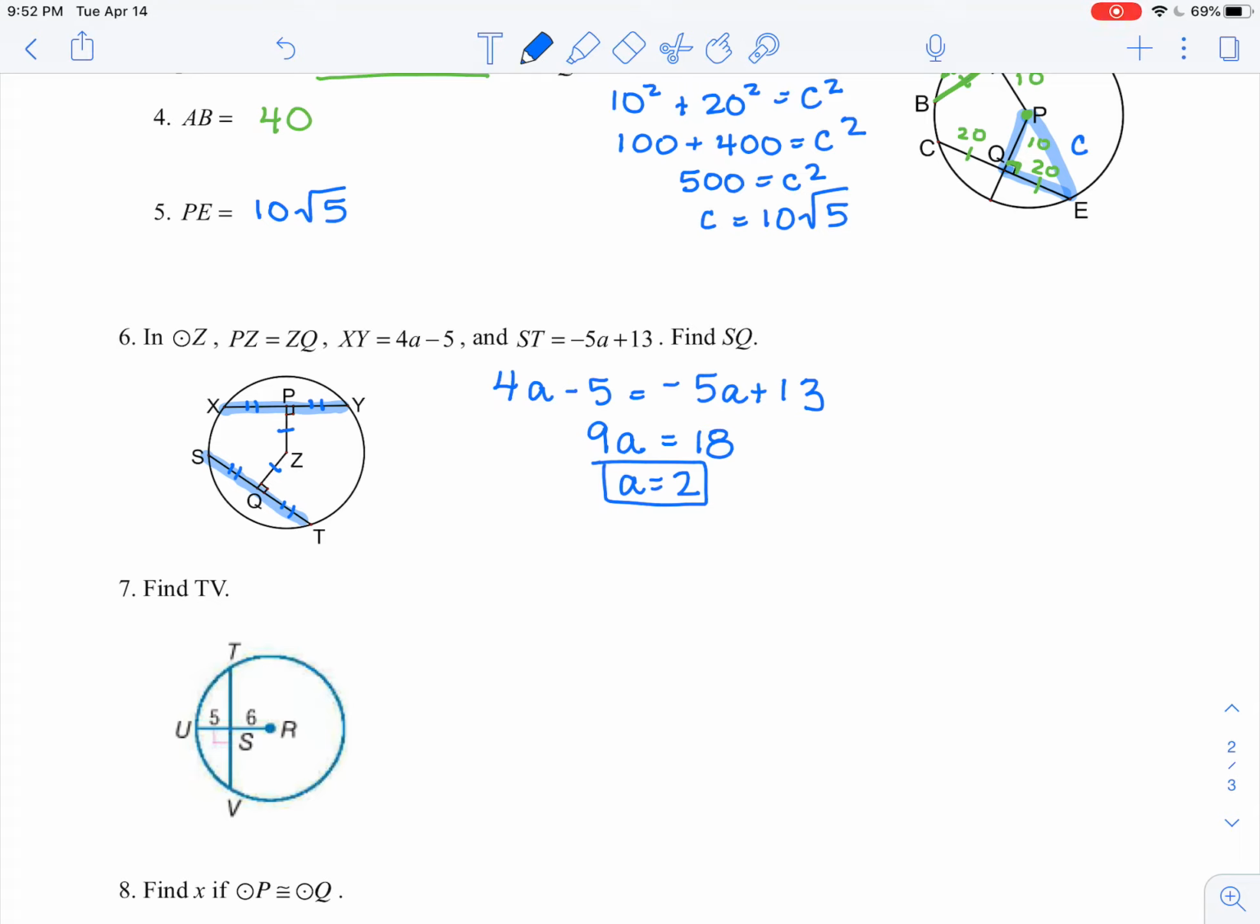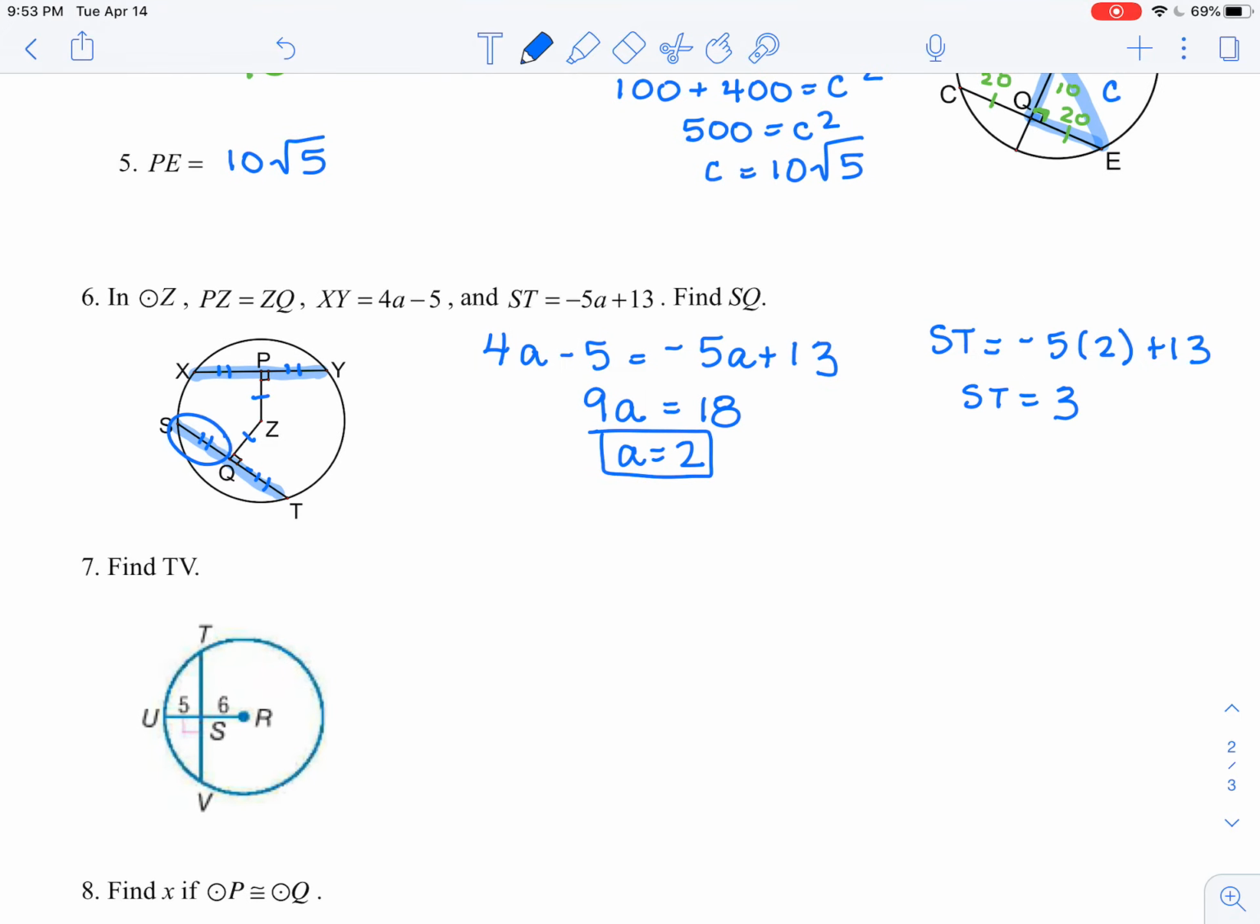They asked for the length of line segment SQ. So let's first plug back into ST. ST was negative 5 times a, which is now 2, plus 13. So that's negative 10 plus 13, or 3. If ST is 3 units long, SQ, which is half of that, ends up being 1.5.